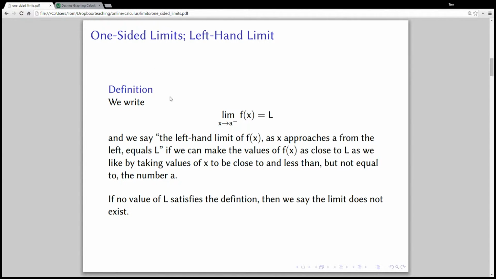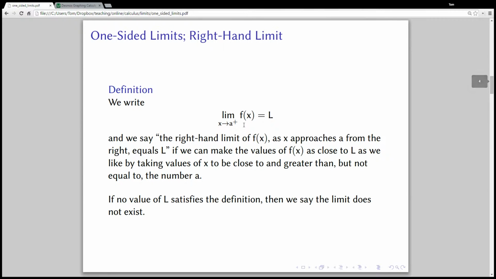Here's the definition of the one-sided limit. Notation-wise, you can see there's a little minus sign in the superscript position. This minus does not have anything to do with whether a is positive or negative. It just means that we are going to calculate this limit only from the left side. We are only going to use values of x that get closer and closer to a from the left, values that are less than a itself. If the values of f of x get closer and closer to some fixed number L, then we say that the left-hand limit of f of x is equal to L.